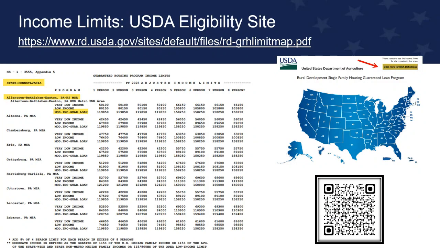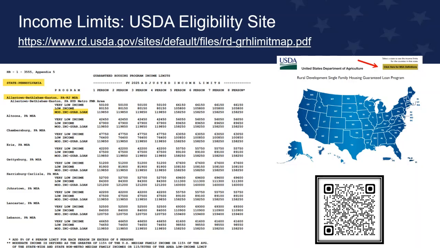This is the PDF file that I mentioned. It displays a map of the US that will allow you to click on the state that the property is located in. The sample I pulled is for Pennsylvania. Scroll to the appropriate county and look for the number of people in the household, and then look for the moderate income guaranteed loan income section.